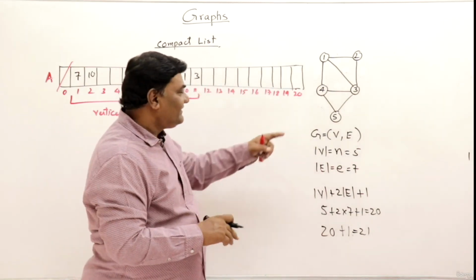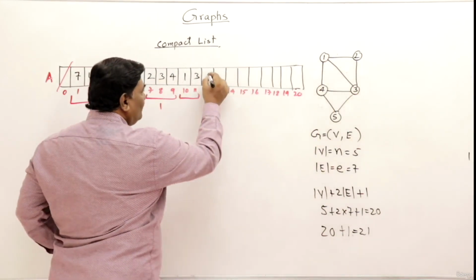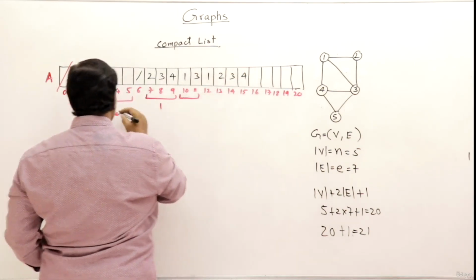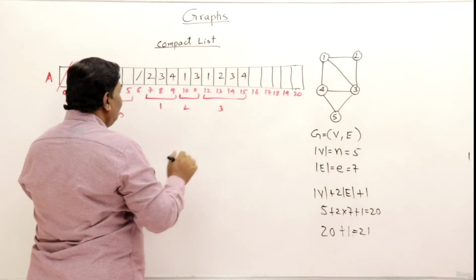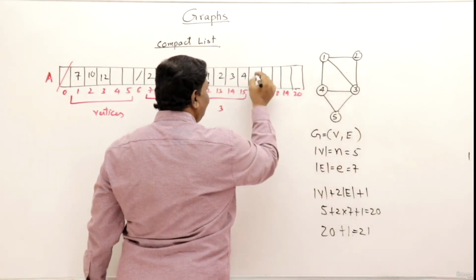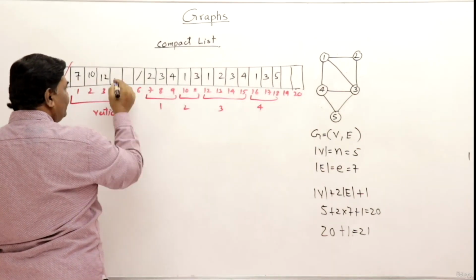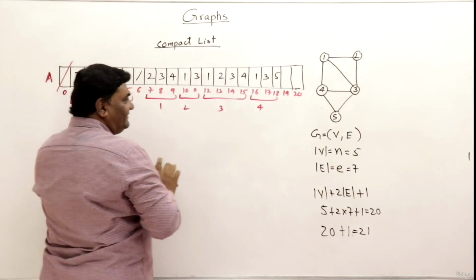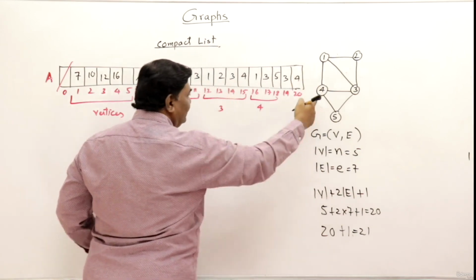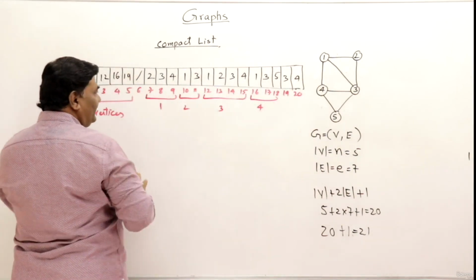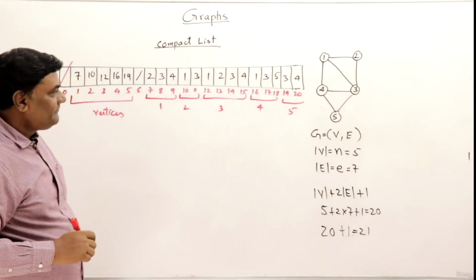Next, let us write down the rest of those. For 3, the adjacent vertices are 1, 2, 4, 5. Starting index is 12 and this belongs to vertex 3. Then for 4, 1, 3, 5. These are for 4 and the starting point of this one is 16. Then for 5, adjacent vertices are 3 and 4, and the starting point is 19. This belongs to 5. I have filled all of them.